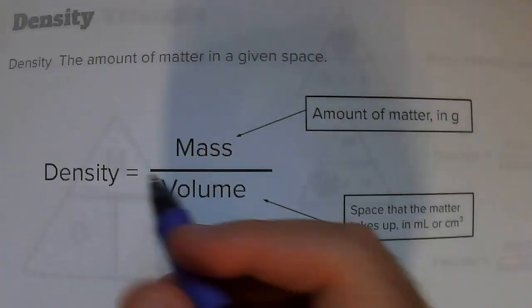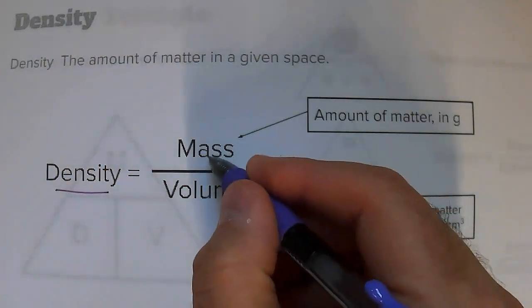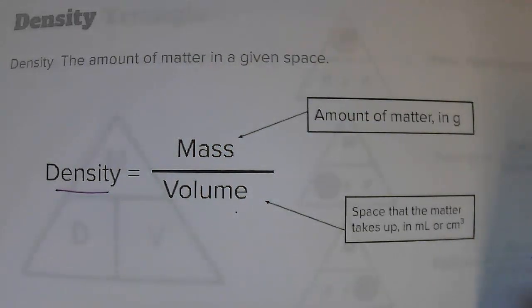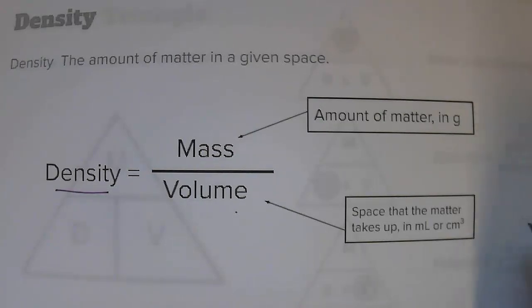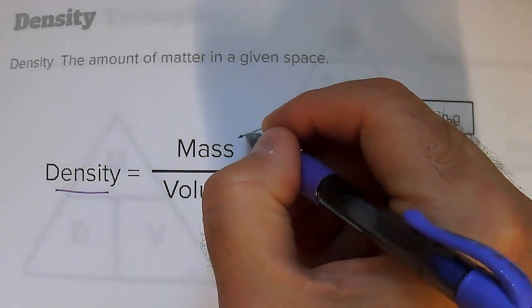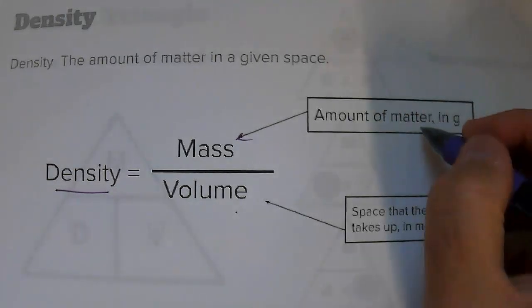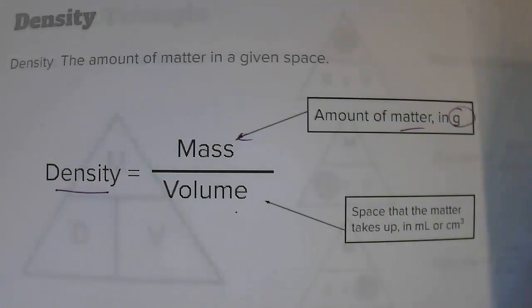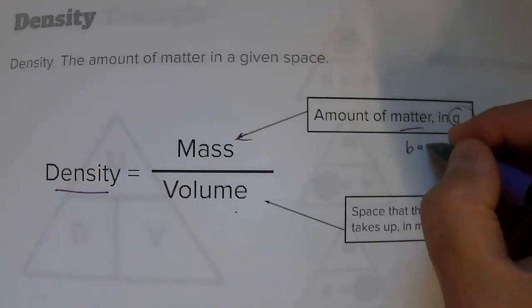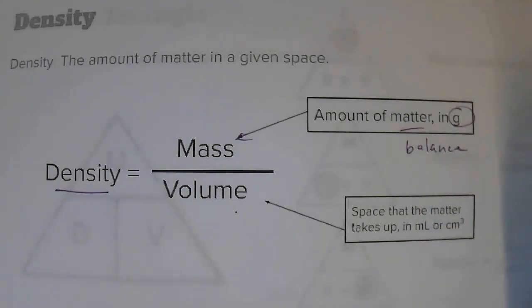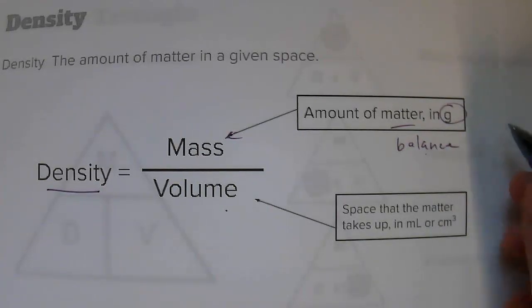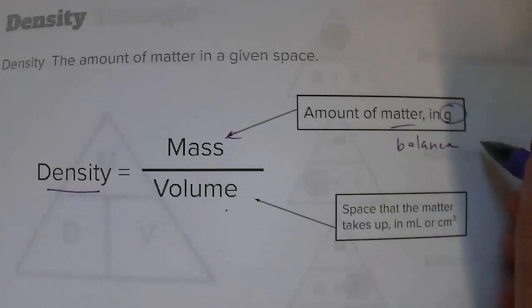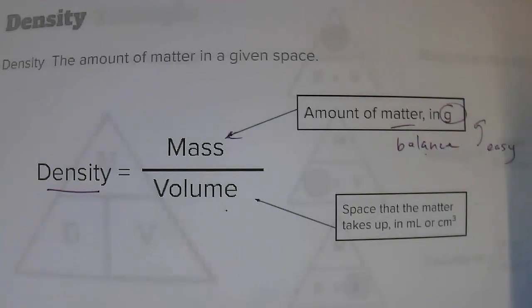So this is the formula: density is mass over volume. This is how we got those numbers I just showed on the last slide. Mass is the amount of matter, and we measure it in grams using a balance. In the lab the balances are digital, so the mass of something is very easy to measure.